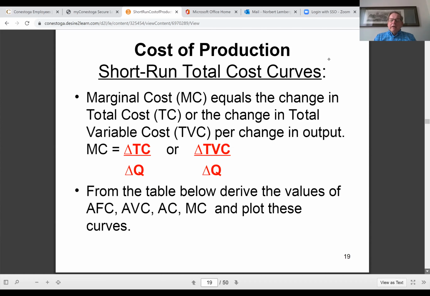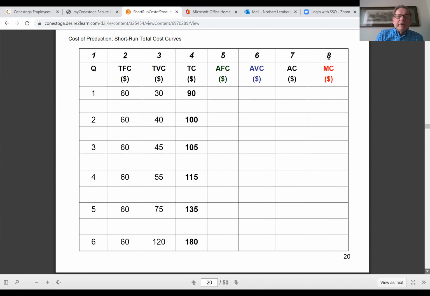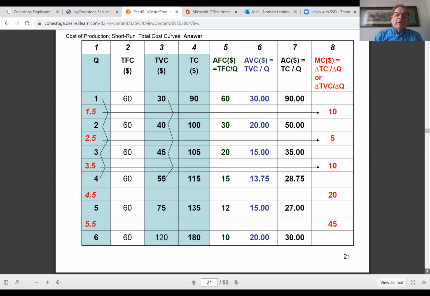Derive the values of your average fixed cost, your average variable cost, average cost, and your marginal cost, and then plot those curves. So here's that table. You're given your total fixed cost, total variable cost, and your total cost, and you have to fill in the final four columns. Here are the answers to the final four columns.